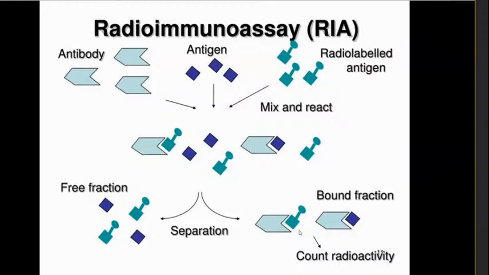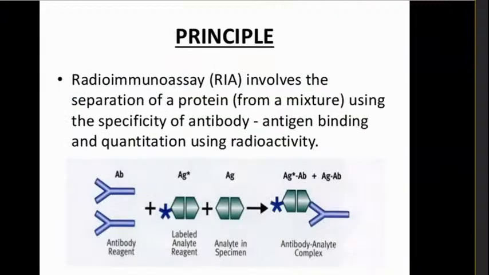After the bound fraction collection, we understand the immunoassay with color change. Here the principle is using antigen antibody binding. Based on the antigen antibody binding, we can quantify the amount of antigen antibody interaction. This interaction is identified using the radioactivity.